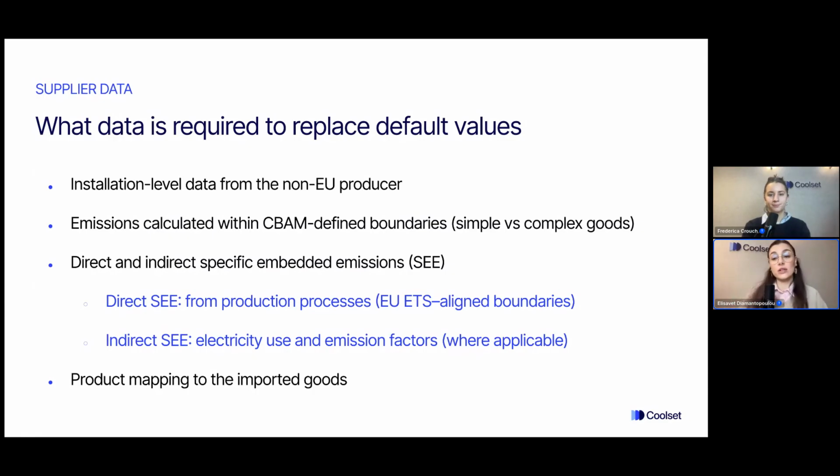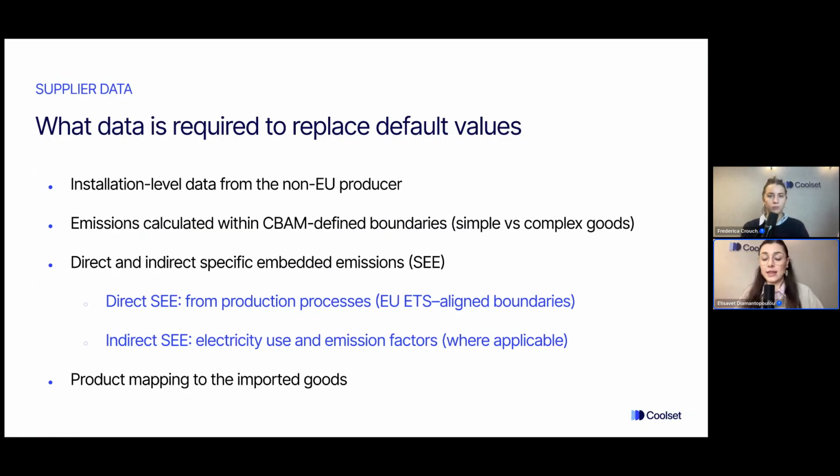Emissions are also calculated within specific CBAM defined boundaries. So part of the information that you're going to get is which production processes, which machines are used, and how this impacts the calculations. And essentially, the overview of this baseline information will lead to two critical numbers. The first being the direct specific embedded emissions, and this is the emissions intensity of the product itself. And also you're going to get from your suppliers the indirect specific embedded emissions, which captures the emissions for electricity used in production.